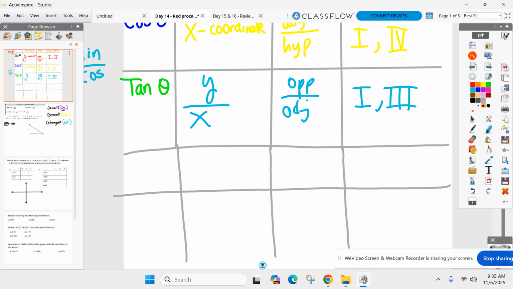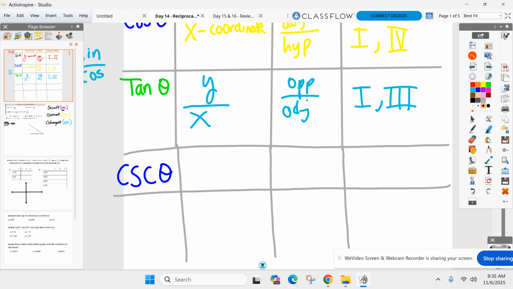First one we're going to put in CSC, cosecant. Anybody, if you forgot, that's okay. What's it related to again? Cosecant. Anybody remember what I said it was related to? Sine. It's related to sine. Ready? Here's how it's related.